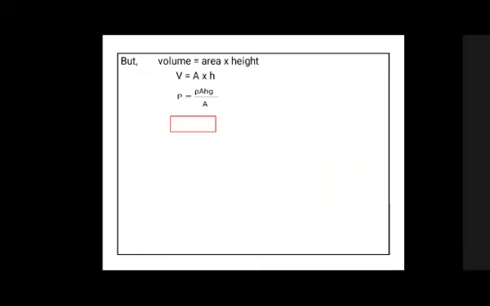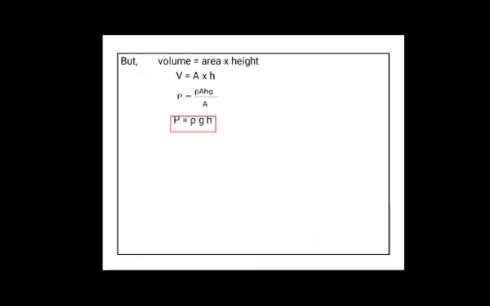So volume is area into height. So V is equal to what? A into H. So what we have to do now? Instead of M, we have to write rho into V, but V is A into H. So P is equal to rho A H G divided by A. Here this A and A get cancelled. This capital A, area of cross section, gets cancelled. So what remains now? P is equal to rho G H.